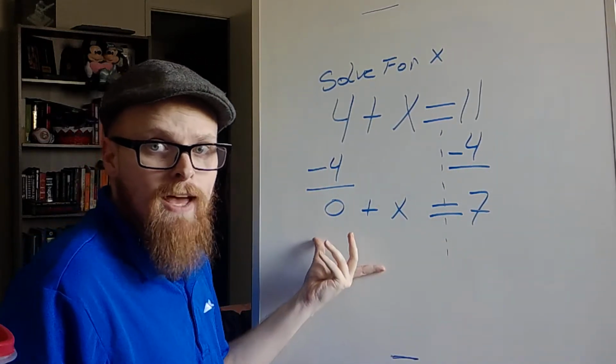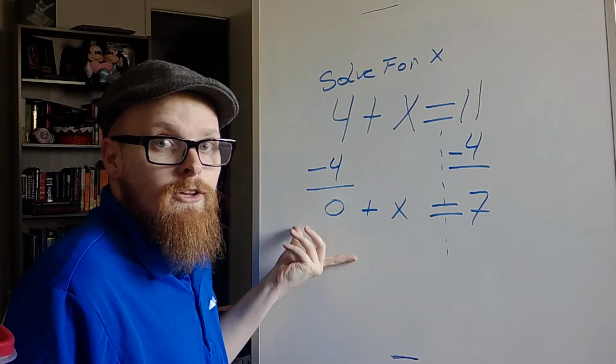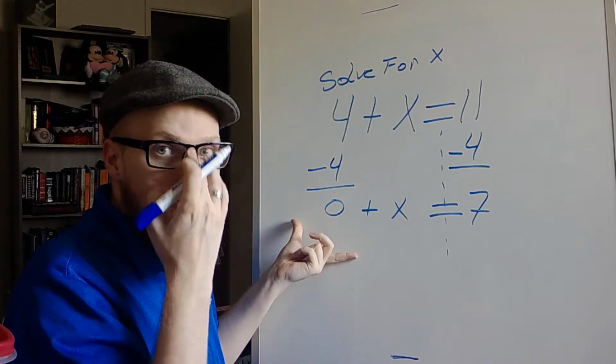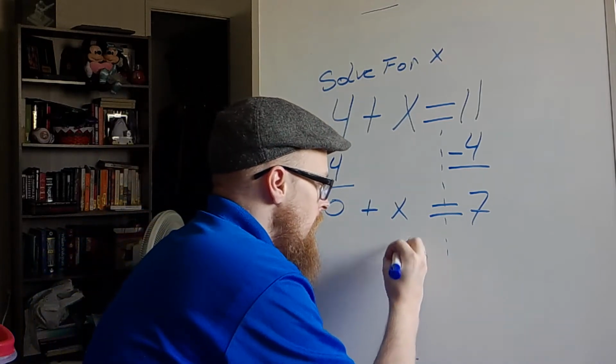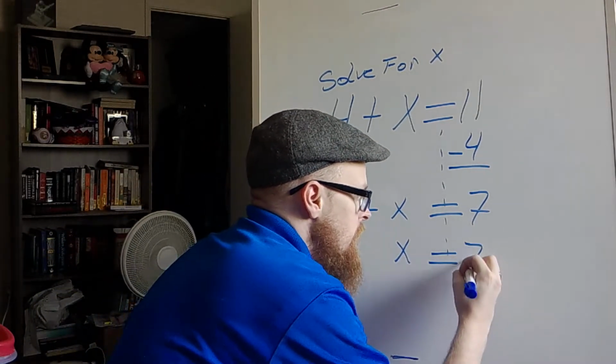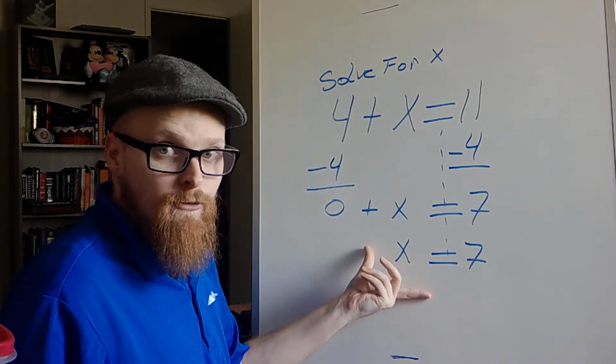Now I've got 0 plus x equals 7. You don't need to write out a 0. I wrote it out here to show you what we're doing. So you would rewrite it: x equals 7. And that's my answer.